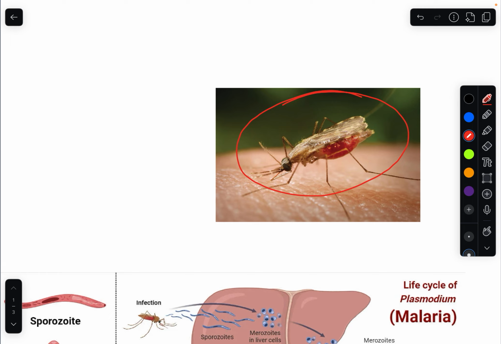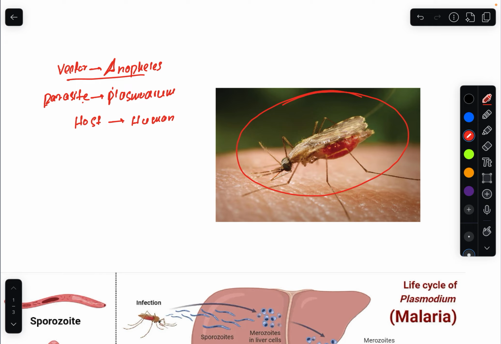So the vector is anopheles, the parasite is plasmodium, and the host is human. In this video, I will mainly discuss the clinical features, treatment and diagnosis of malaria.